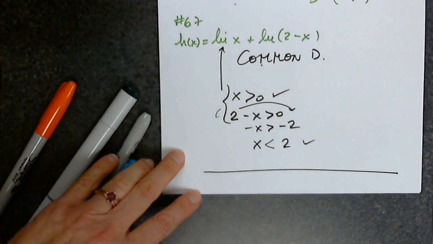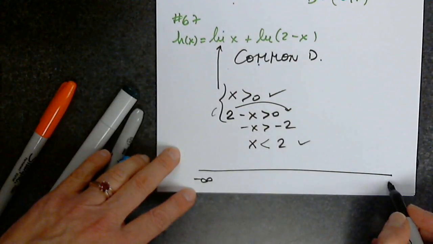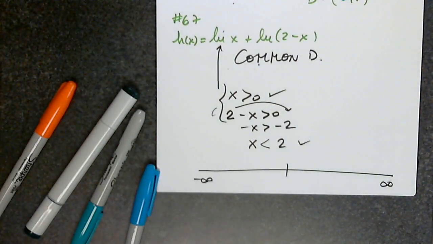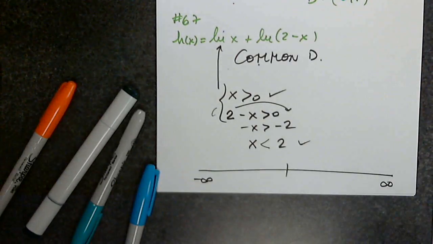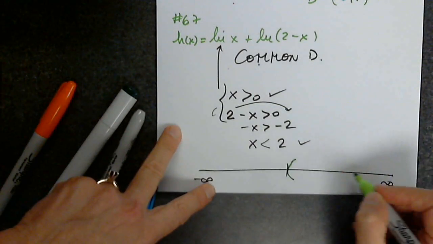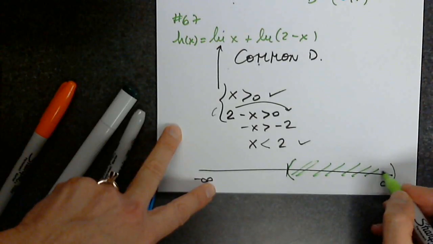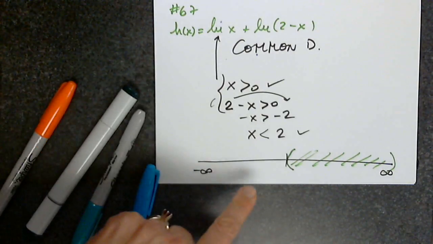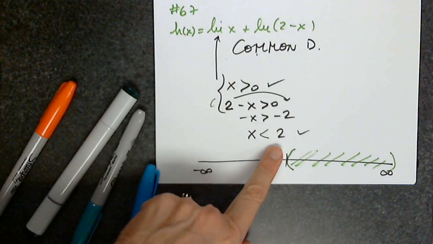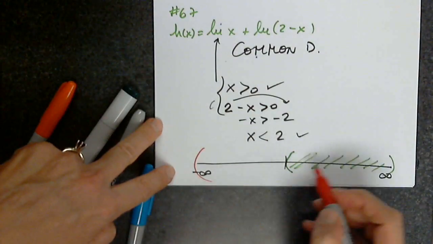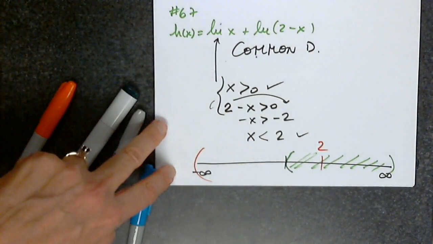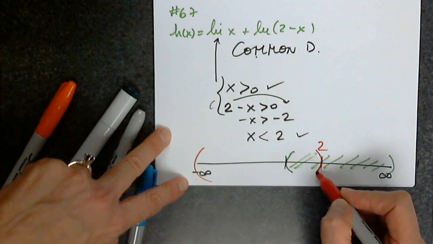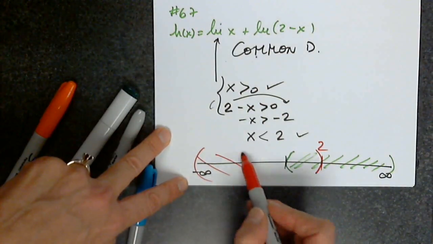On the real line, I have -∞, infinity, 0 in the middle. I graph the first interval between 0 and infinity with a parenthesis. And I graph the second interval, also with a parenthesis, between -∞ and 2. Would we agree? Okay, so no need for units here. We're only graphing to establish what's happening.